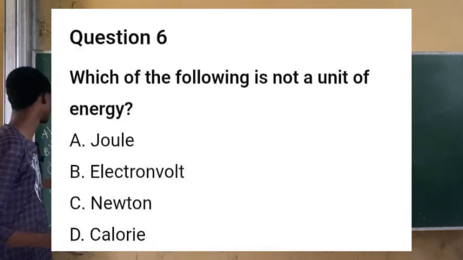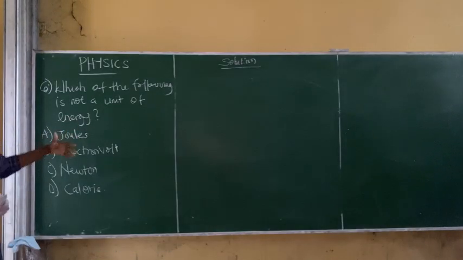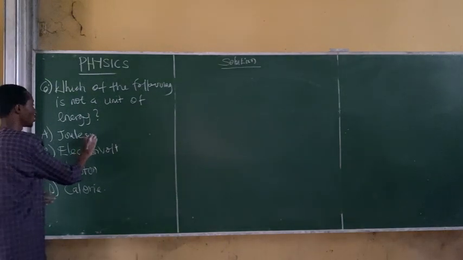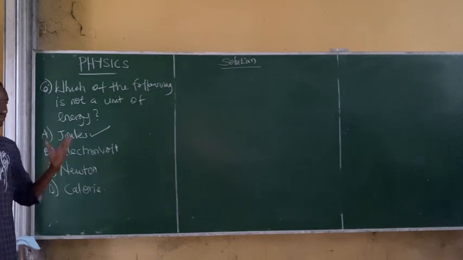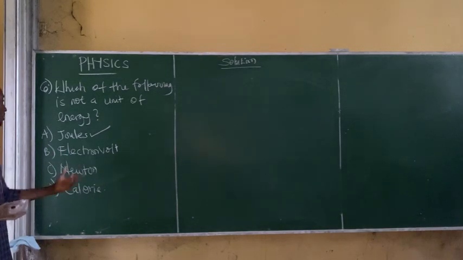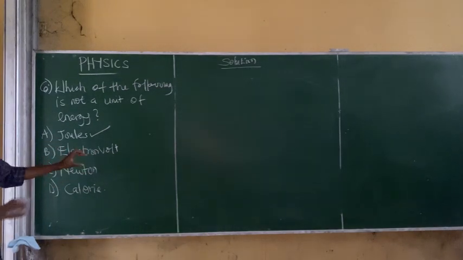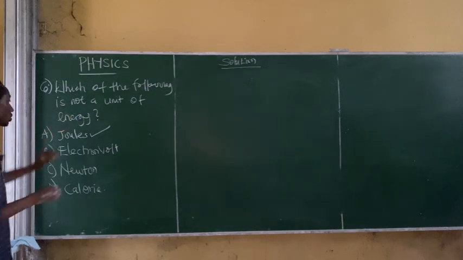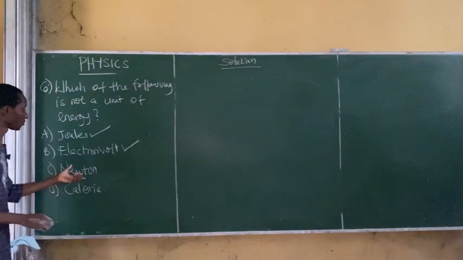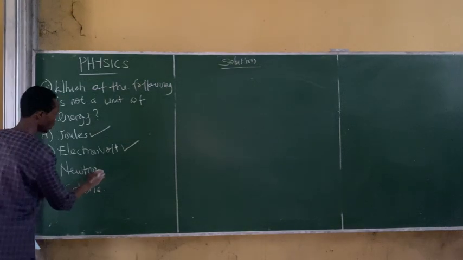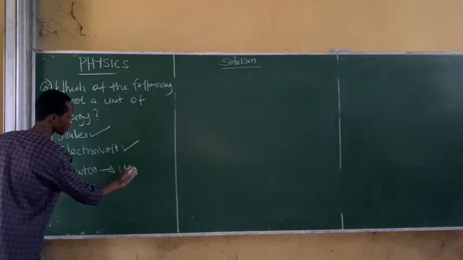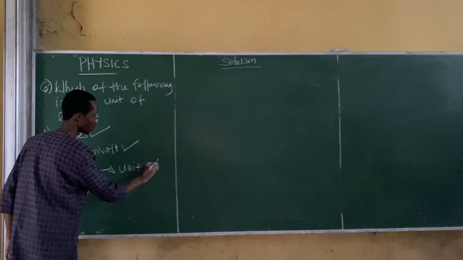We are all conversant with joules, that joules is a unit of energy. So correct, it is one of them. Electron volts, I believe this is the first time you're hearing it. Electron volts is actually a unit of energy. We have Newton here. Newton is not a unit of energy. Newton is a unit of force.